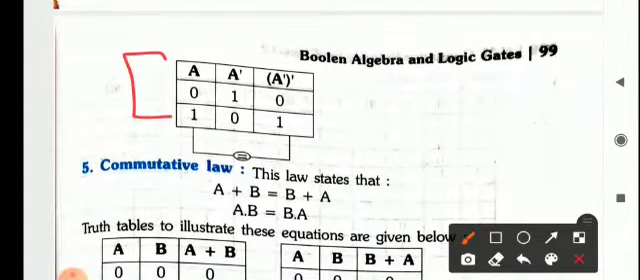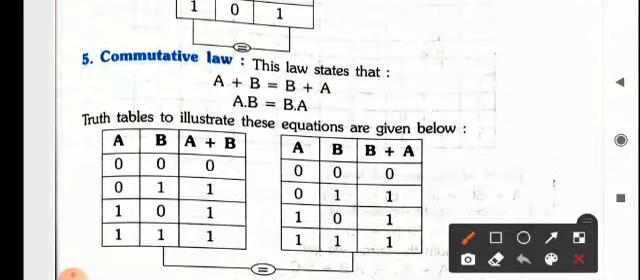You can see here A is 0 and 1, so A complement will be 1 and 0, with NOT as a unary operator. So only one variable you can see here, and if A is 0, it will change to 1, and 1 will be changed to 0. And again, if it is complemented, this column will be reversed again: 1 will become 0 and 0 will become 1. So this is what the involution law says.